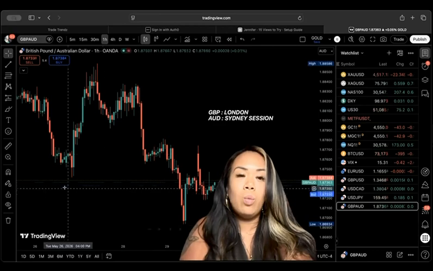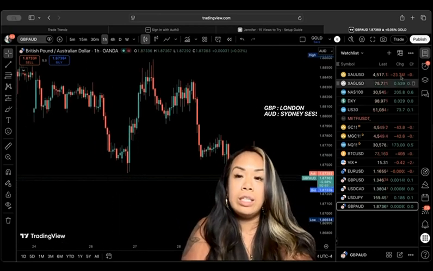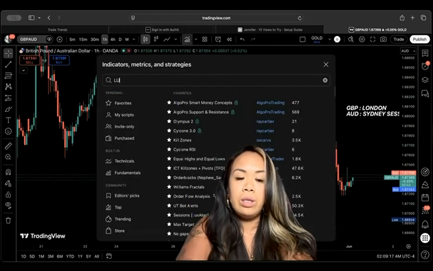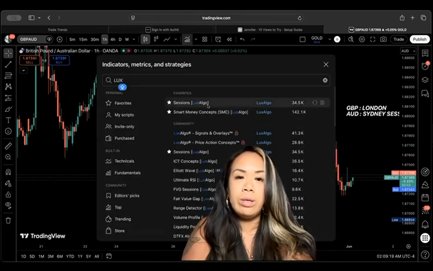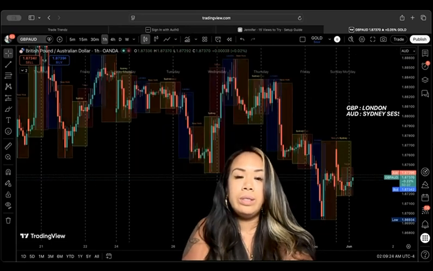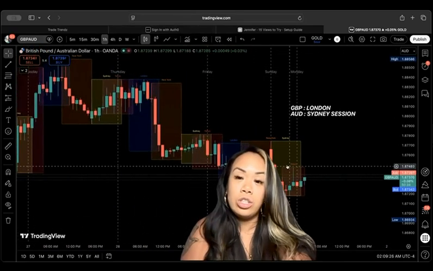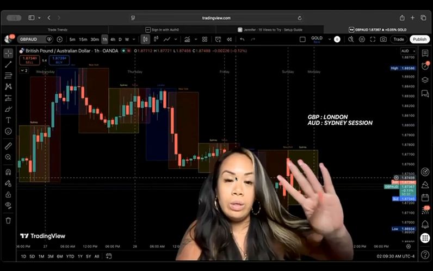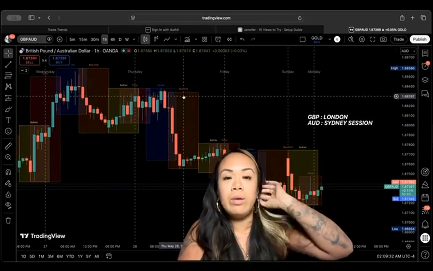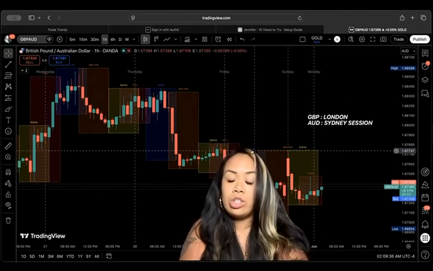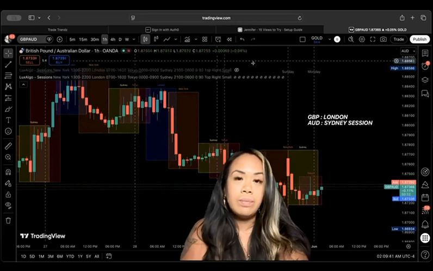If you guys are confused about what times those particular sessions are, all you have to do is go to your indicator right over here, look for Lux session, and apply it. As you can see, the sessions are already segregated for you. You have, again, 4 different sessions: New York session, Sydney session, Asia session, and London session.